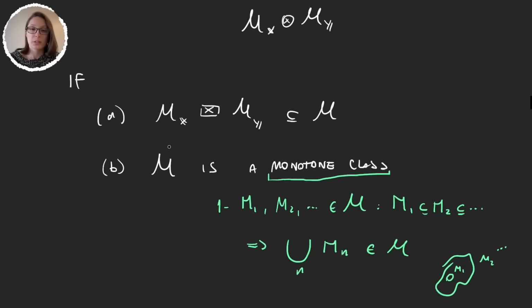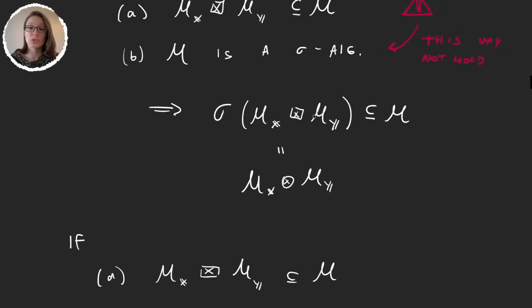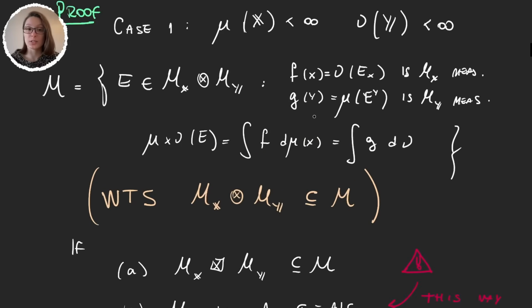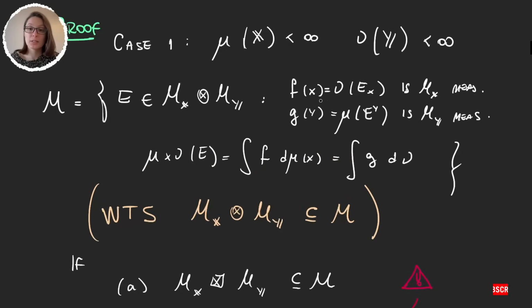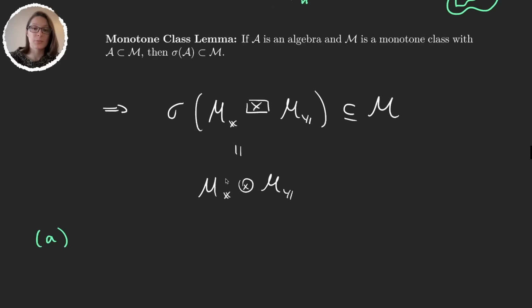Remember that our algebra is formed by rectangles. So we want to take an arbitrary rectangle and show that it's in our monotone class. Showing that something is in a monotone class means showing that it actually satisfies the properties of the theorem, that these two functions are measurable in their respective spaces, and that integrating these functions will give us the measure of the entire rectangle. So let's take a rectangle.